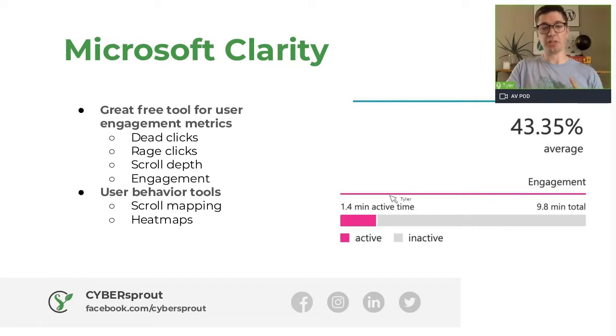And this metric as well is kind of interesting. It tells you how much active time on the actual page versus inactive time, meaning they have that tab open, but they're not actively viewing or engaging with your page. And the more that we can shift that to active time, the better. It also gives us a couple more advanced tools like scroll mapping, which is a graph that goes right over the top of your page that shows how people are scrolling down your page, as well as heat maps.